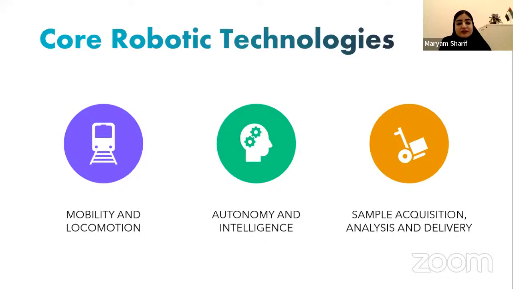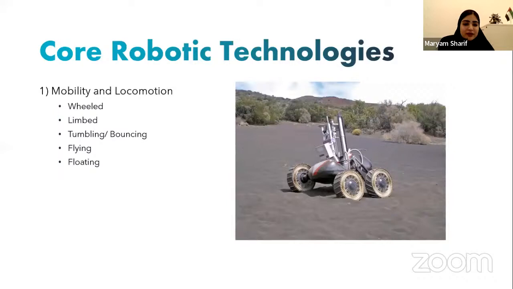So we'll go one by one quickly. Now we have here the mobility and locomotion, such as wheeled, legged, tumbling, which is also called bouncing, flying and floating. On the right image, we have an example of a wheeled robot.